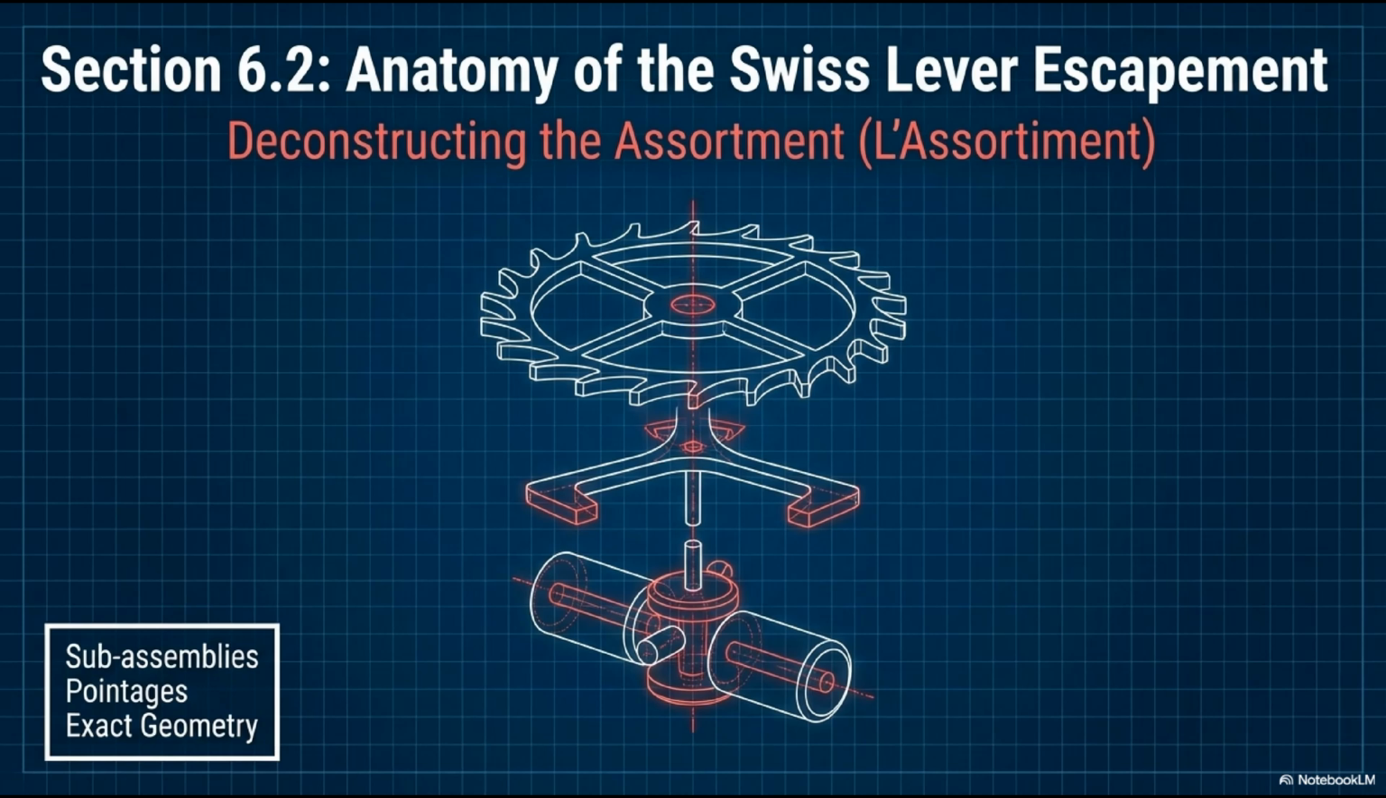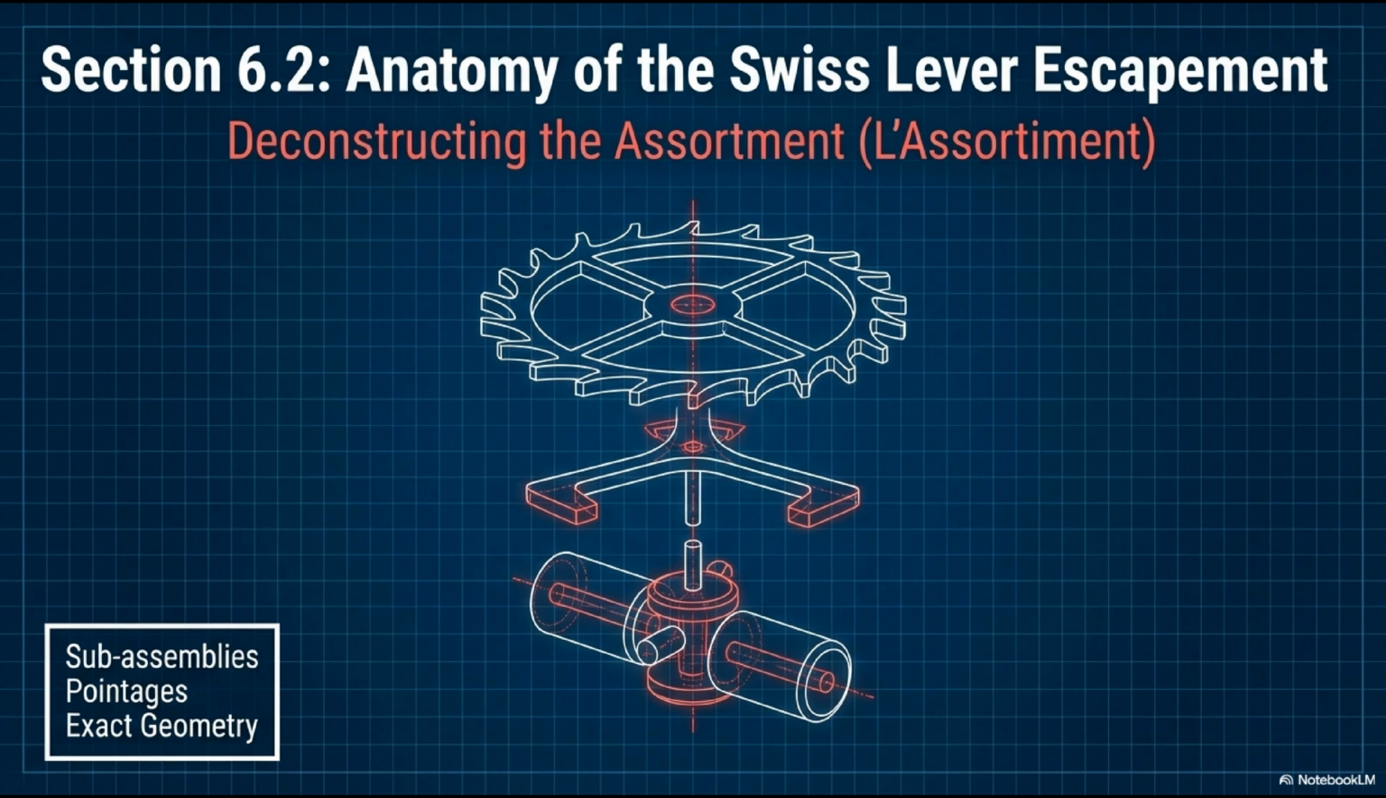This is the most detailed section of the chapter, and it requires careful attention to both the individual components and the geometric relationships between them. The word assortment is the formal technical term for the complete set of interacting parts that form the escapement mechanism. Before we examine each component individually, let's establish the macro architecture of the assortment as a whole, because understanding the overall system is essential context for understanding each part.